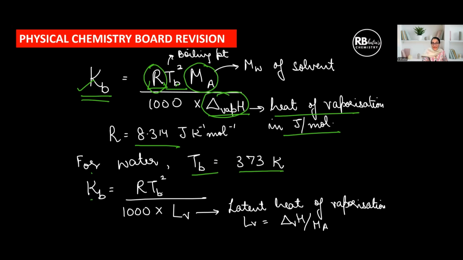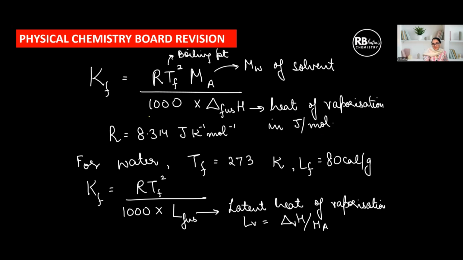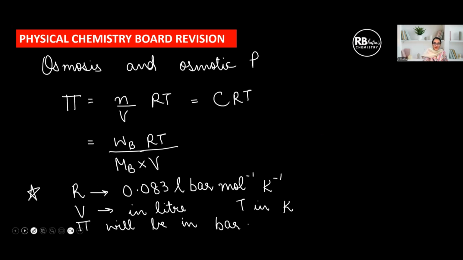Now, Kb in terms of latent heat of vaporization goes like this, where latent heat of vaporization is nothing but enthalpy of vaporization upon molecular mass. Enthalpy of vaporization is defined per mole. Latent heat of vaporization is defined per gram. Okay. And similar concept for freezing point. You can just pause and read it through again.